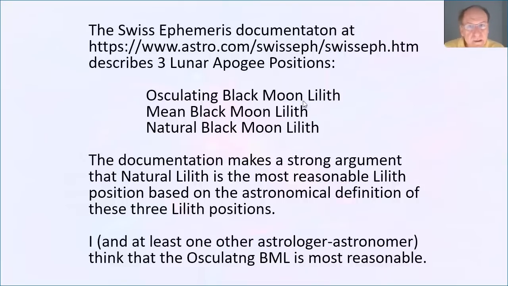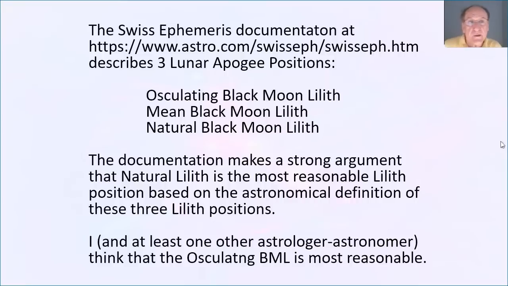Now, in the documentation for the Swiss Ephemeris, if you want to read it, I give the website address up here. They make a strong argument that natural Lilith, the natural BML, short for Black Moon Lilith, is the most reasonable one. That's the one that most likely works and astrologers should use, and both the oscillating Black Moon Lilith and the mean Black Moon Lilith just don't make any sense. There's no way they could work. There's no logic to them from their point of view.